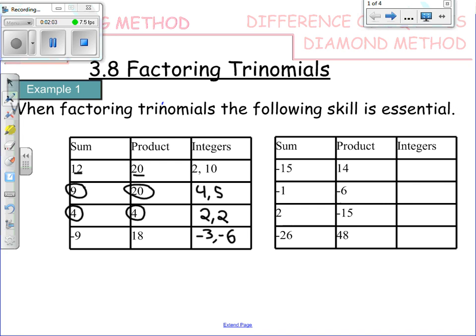What are 2 things that add to be negative 15 and multiply to be positive 14? This one's a little tricky. You got it, Al? What is it? Negative 14 and negative 1. No, not try hard. She's smart. Negative 1 and negative 14. They add to give you negative 15. They multiply to be a positive. 2 numbers that add to be negative 1 and multiply to be negative 6. 2 and negative 2 and negative 3.